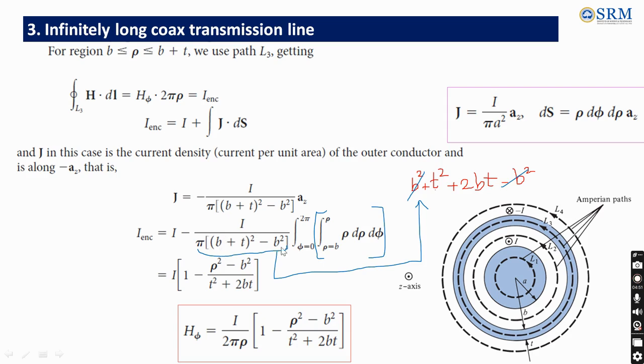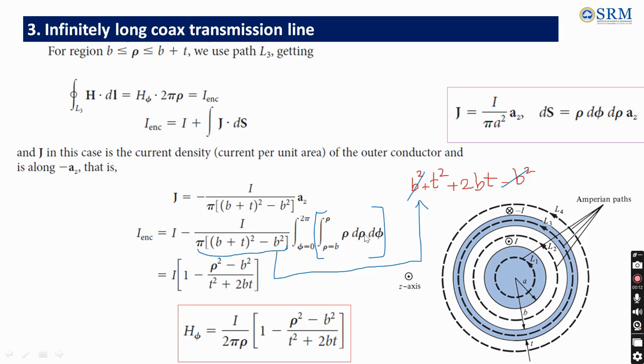Now I can simplify the denominator term. It is in the form (a plus b) the whole square, so a square plus b square plus 2ab, and for this minus b square, these two get cancelled and I will get only t. So t square plus 2bt I am getting. And for the numerator, let us see. Here I have taken the constant outside. So how did this rho square minus b square come?